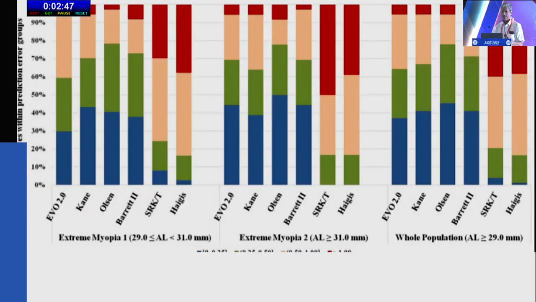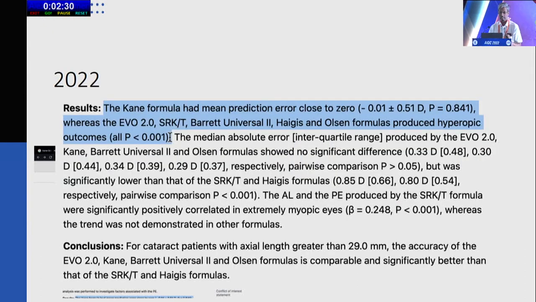One more concept has come up recently, which is called segmentation of formula. If your axial length is 29, please use KANE. If your axial length is 31, please use something else. If your axial length is less than this, so different segments of the axial length need different formulas for the best outcome. So this 2022 review in January showed that KANE formula had a mean prediction error close to 0 for high myopia.